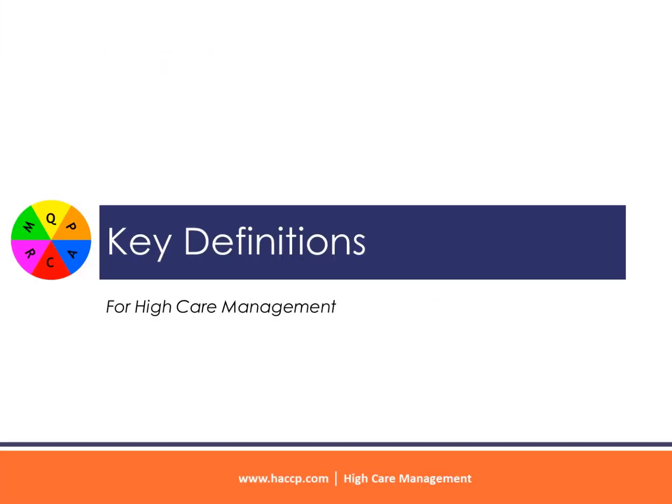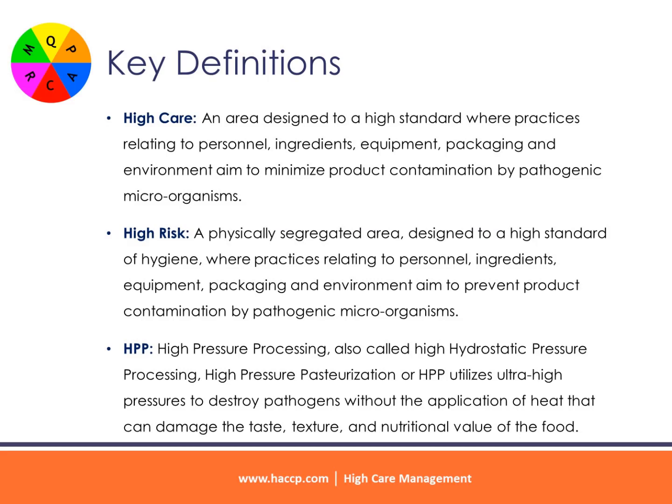Key definitions for high care management. High care, an area designed to a high standard where practices relating to personnel, ingredients, equipment, packaging and the environment aim to minimize product contamination by pathogenic microorganisms. High risk, a physically segregated area, designed to a high standard of hygiene, where practices relating to personnel, ingredients, equipment, packaging and the environment aim to prevent product contamination by pathogenic microorganisms.